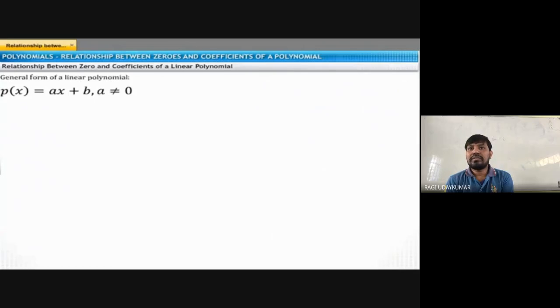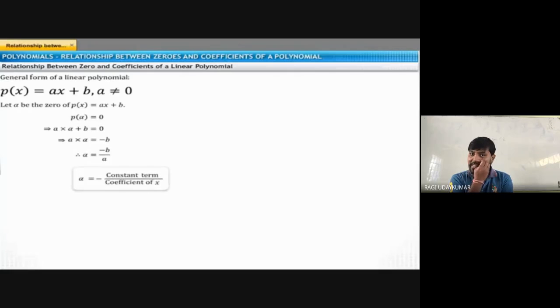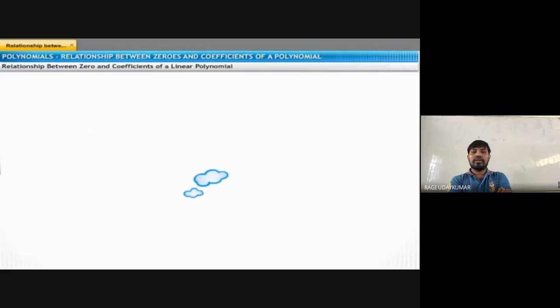So there is a relationship between the zeros and coefficients of the polynomial. Okay, so we are going to get the zero of this polynomial as minus b by a. So minus of the constant term by the coefficient of x is the zero. So this is the linear polynomial. If you consider the linear polynomial zeros, we are going to get it like this.